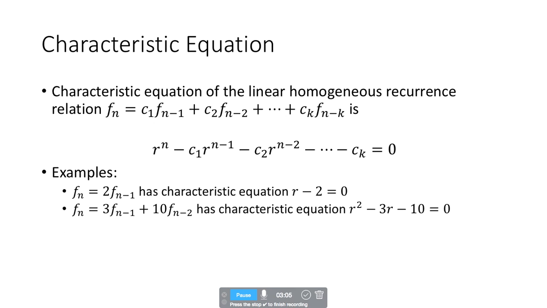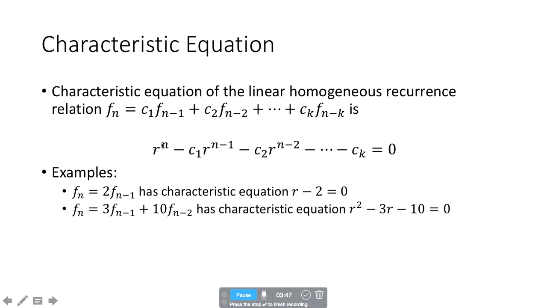In order to solve a linear homogeneous recurrence relation, we first need to understand a key concept called the characteristic equation. If the relation has this form, then its characteristic equation is r to the k power minus C1 r to the k minus 1 power minus C2 r to the k minus 2 power, and so on, minus Ck equals 0. So this is a polynomial equation. It is very easy to remember.